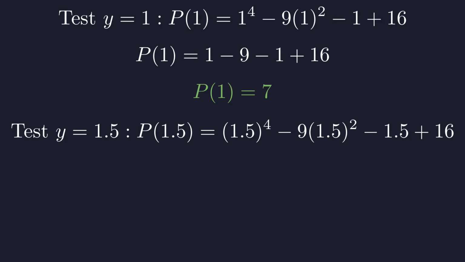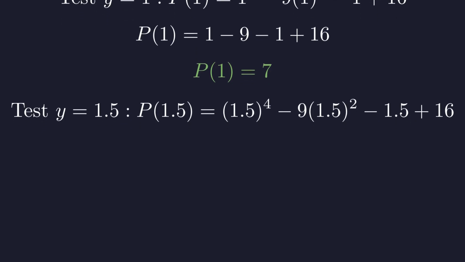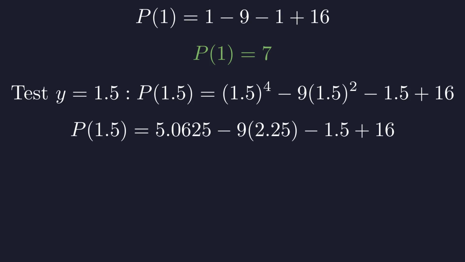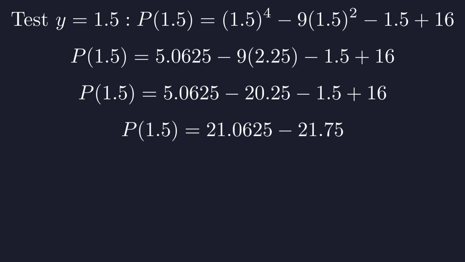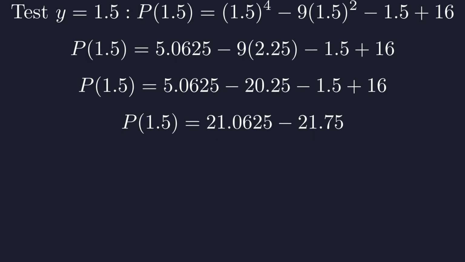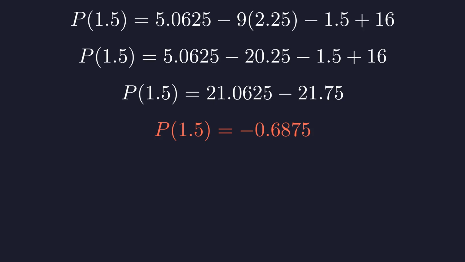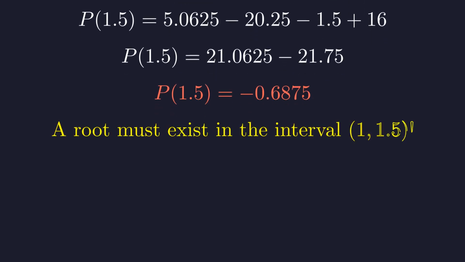Now let's test a point near the other end of our constraint, y equals 1.5. 1.5 squared is 2.25, and to the fourth power is 5.0625. 9 times 2.25 is 20.25. Combining the positive and negative terms separately, we get a negative number. Since the function is continuous and changed sign, the intermediate value theorem guarantees that a root must exist somewhere between 1 and 1.5.